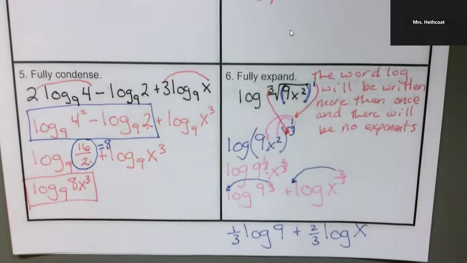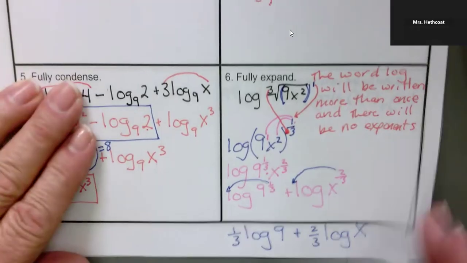Oh my gosh, we don't even have a base here. What would the base be? Yeah, this is all base 10, but base 10 is our common base, so we don't even have to write it. All right, flipping over to the other side.